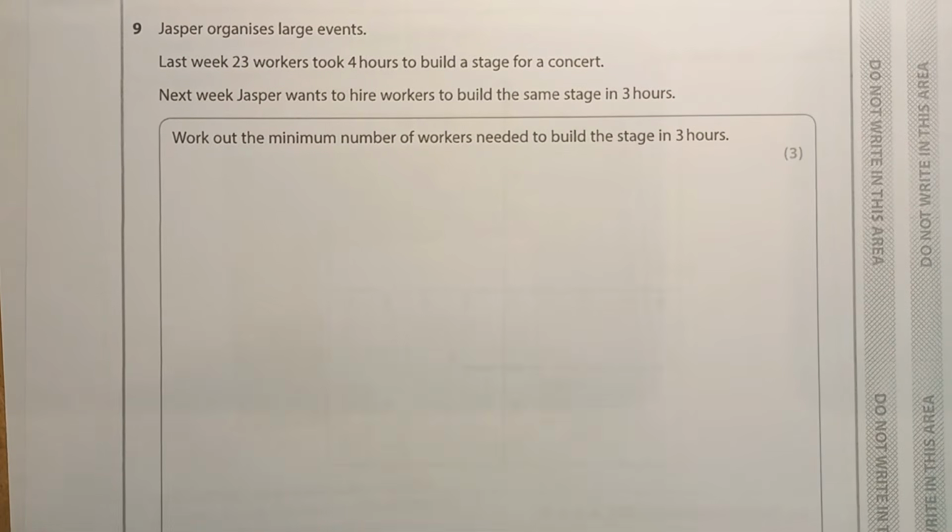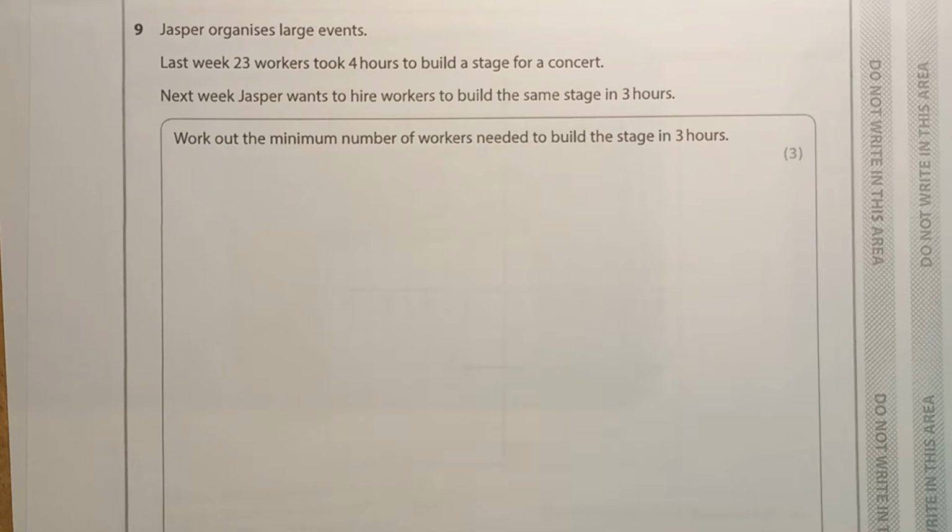Question 9. Jasper organises large events. Last week, 23 workers took 4 hours to build a stage for a concert. Next week, Jasper wants to hire workers to build the same stage in 3 hours. Work out the minimum number of workers needed to build the stage in 3 hours.